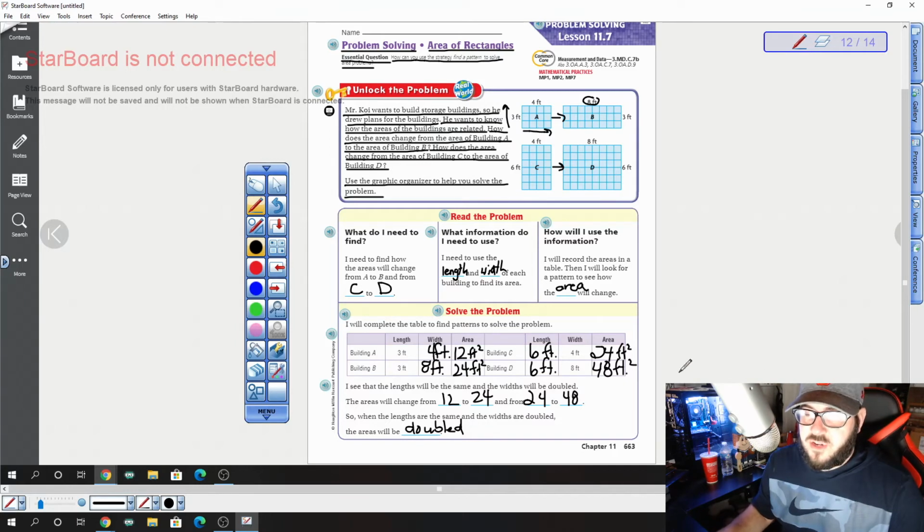It is a little bit tricky, but we're trying to notice if it's being doubled or being tripled, or maybe somehow it's staying the same. So that's what we want to look for as a pattern here.